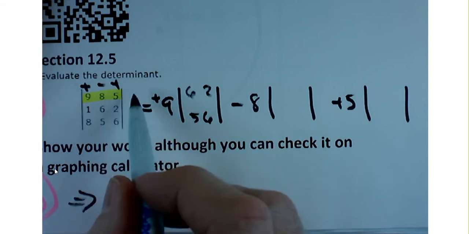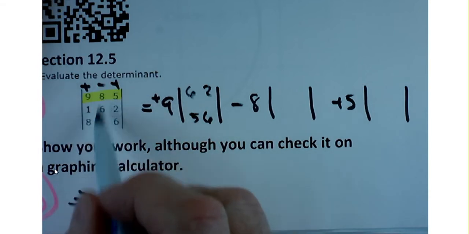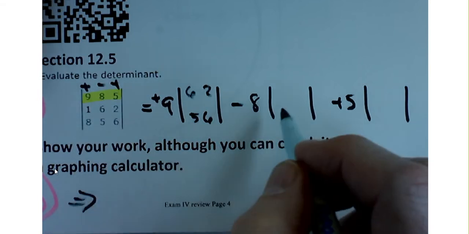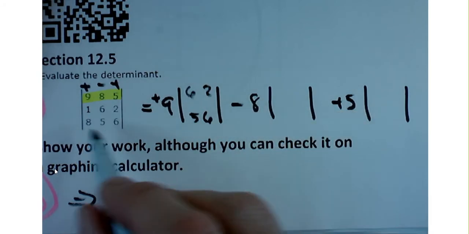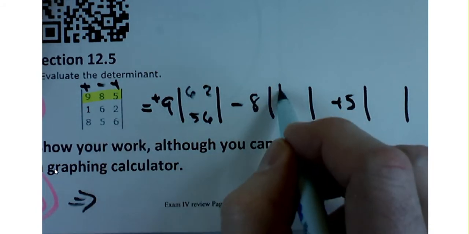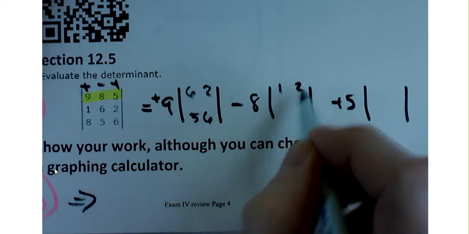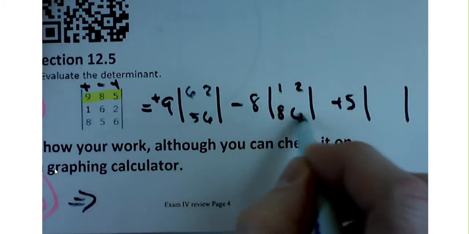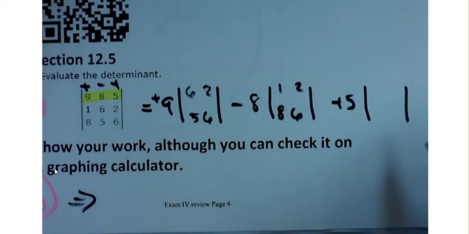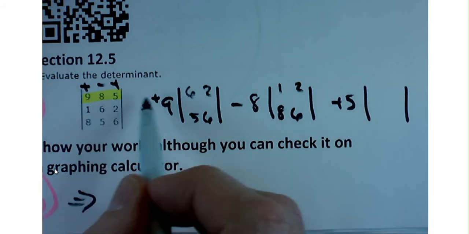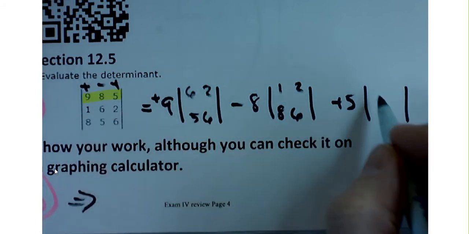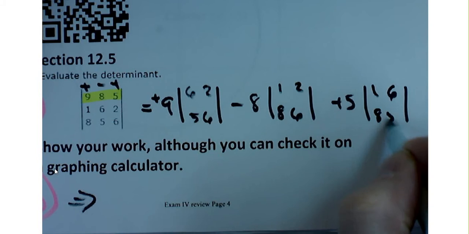Let's go over to 8. Cross off the top row in the middle column. Can you anticipate what's going to be left here? 1, 2, 8, 6. Yeah, a couple voices there. Thank you so much. And try and do the last one for yourself as well. 1, 6, 8, 5. Yeah, 1, 6, 8, 5.